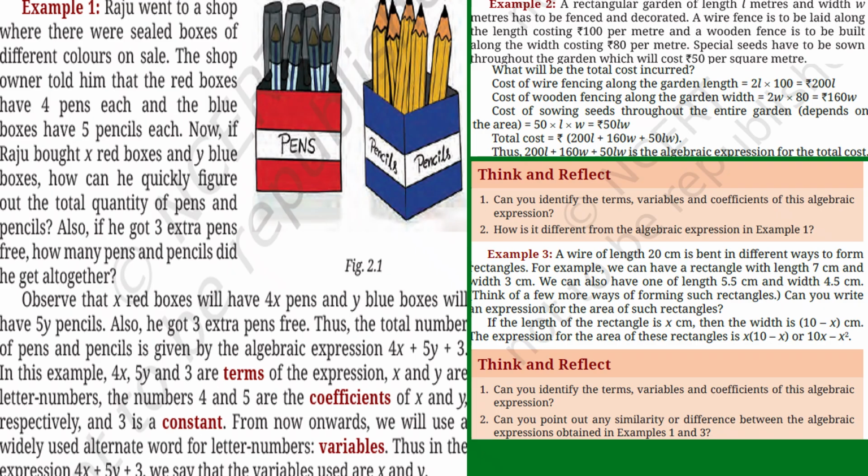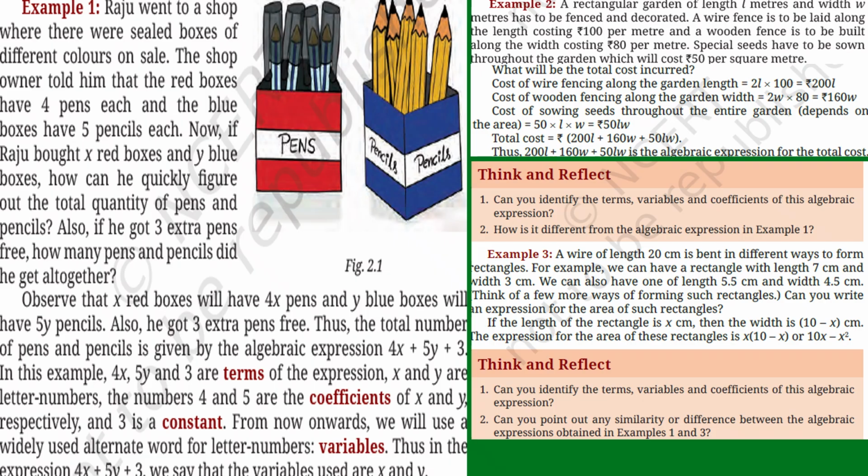Now let's look into example 3. A wire of length 20 centimeters is bent in different ways to form rectangles. Now we have a wire of length 20 centimeters. It is just bent into different rectangles. So one with length 7 centimeters and width 3 centimeters. The other one, the dimensions are 5.5 and 4.5. Think of a few more ways of forming such rectangles. Can you write an expression for the area?